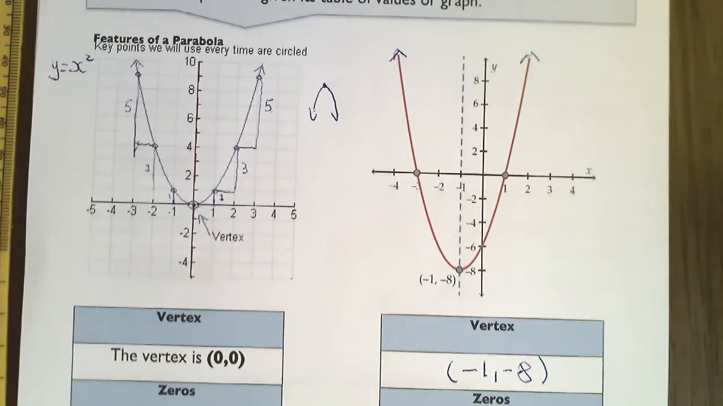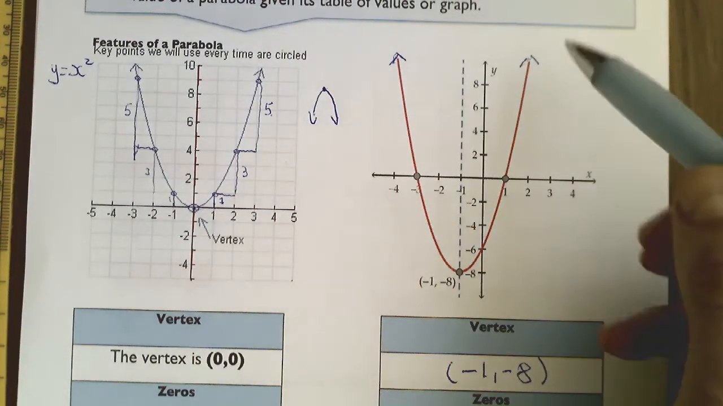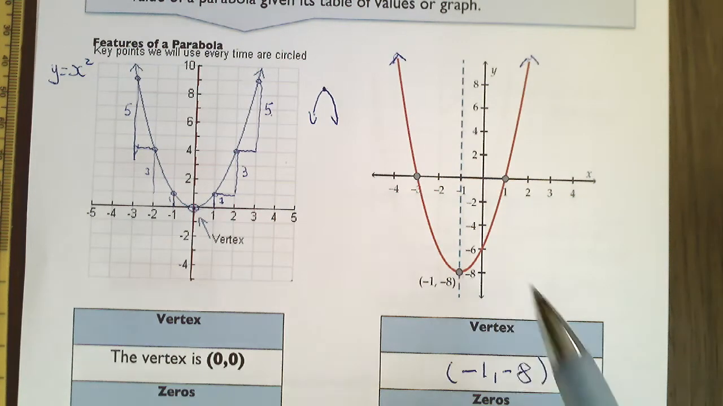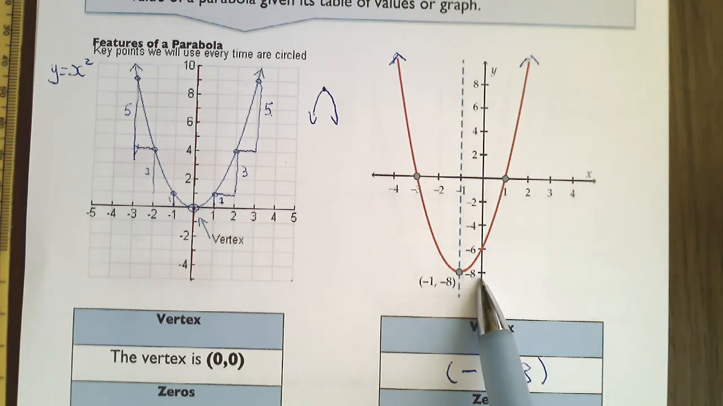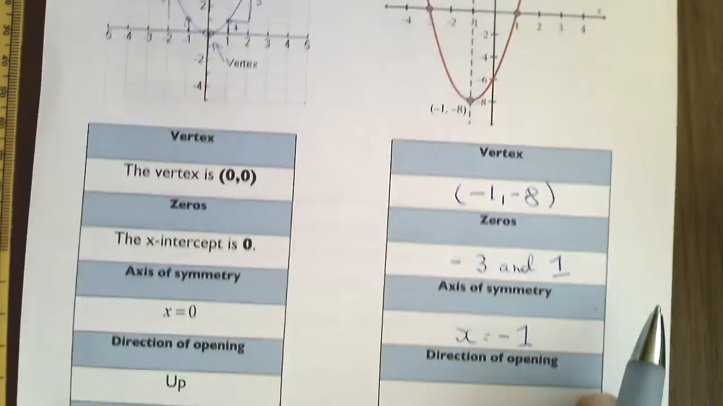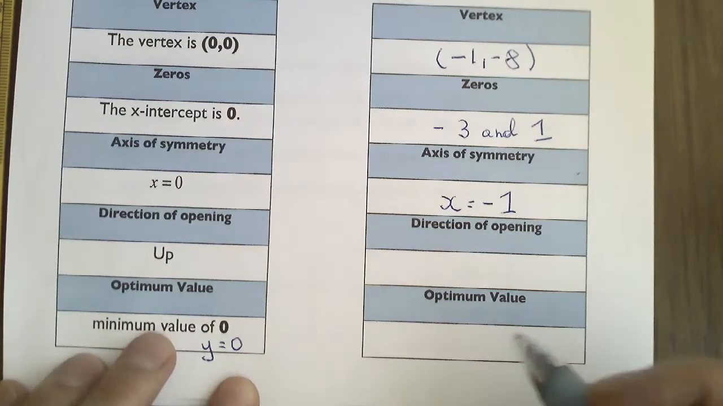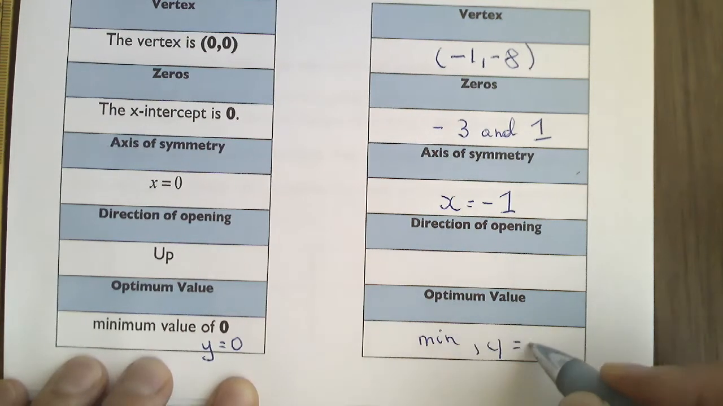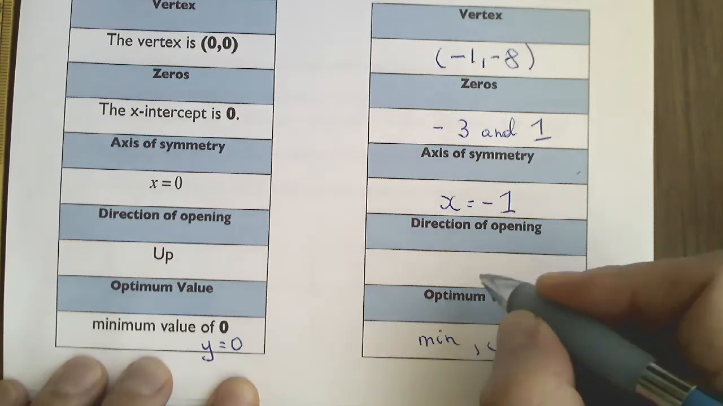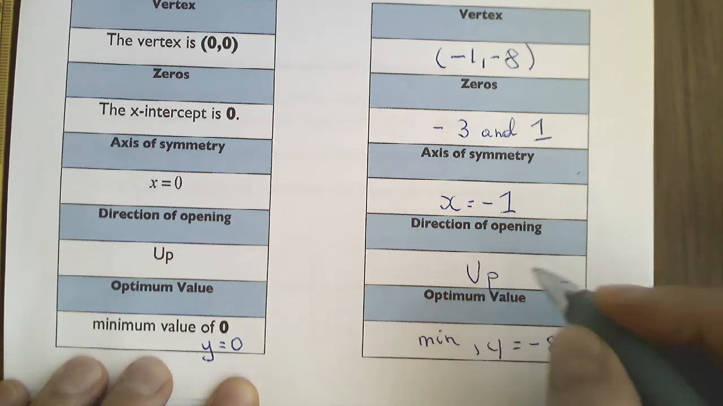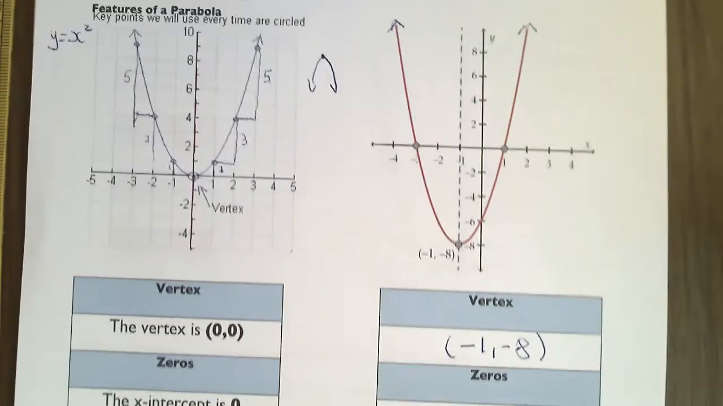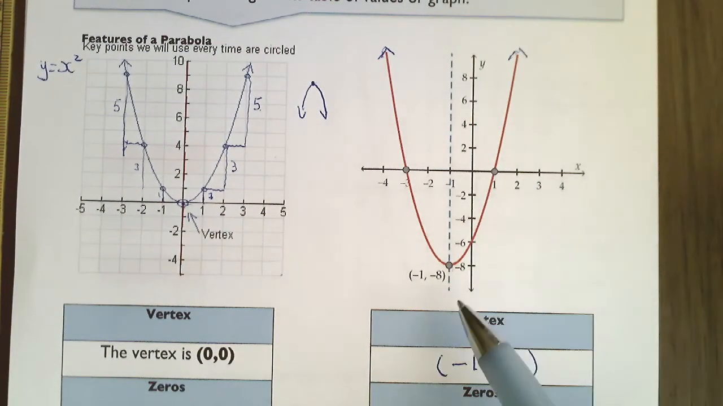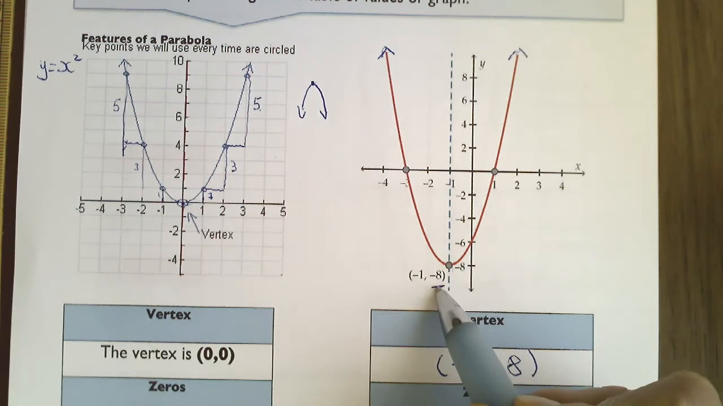This parabola also opens up. It also has a minimum value, but this minimum value will now be -8. So we'll say that the minimum value for this parabola is -8, and it also opens up. Now, I would like you to notice that the minimum value of any parabola matches the y-coordinate of the vertex.